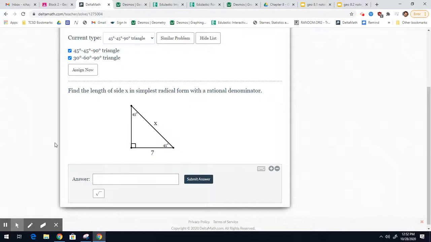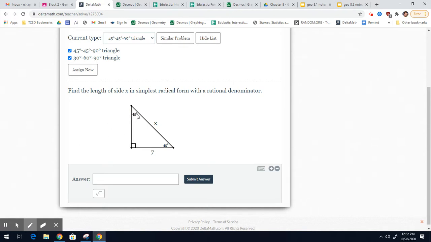All right, geometry. So I have at least 3 of each planned, if not more, because these problems can be a little bit different, but they all are roughly the same, okay? So it says, find the length of side x in simplest radical form with a rational denominator. So we'll talk about what that means when we need to.